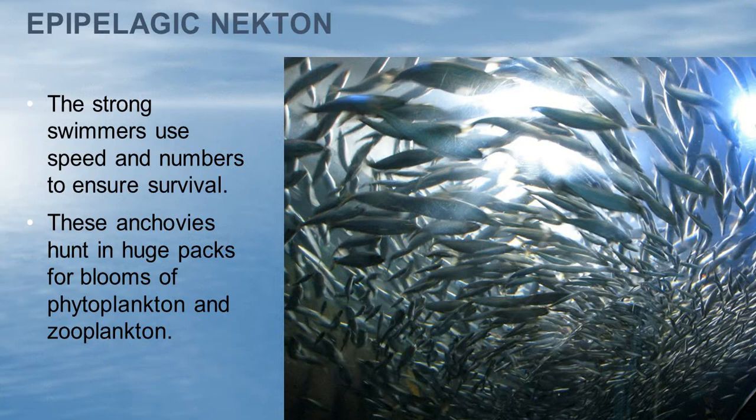Okay, so we have some strong swimmers who use speed and numbers to ensure their survival. This picture you see to the right is a giant school of anchovies. And they hunt in huge packs. They eat phytoplankton and zooplankton. So that is their food source, but then they in turn become the food source for other larger fish. And you will not believe the massive schools these guys travel around in. I mean, they're intense. Another fish that was similar to this would be, of course, the sardine. They're a little smaller, and they also swim in these massive, massive schools, hunting phytoplankton and zooplankton.